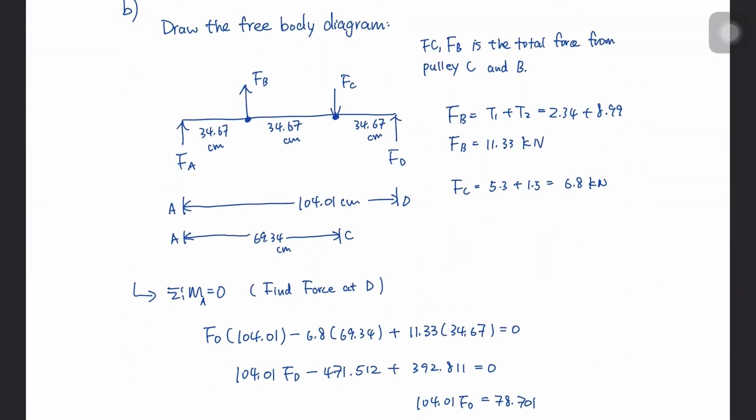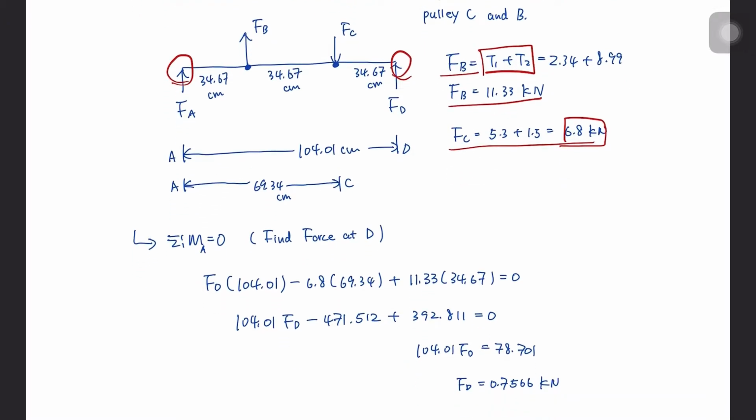For part B, we need to find the forces at A and D, which are the two support points. But before, we need to find the force at B and the force at C. For pulley B, the force is the sum of the tensional forces from the two belts, which is 11.33. For pulley C, the sum of forces on the two belts is 6.8 kilonewtons. So now we can use the moment equation. Because at equilibrium, the sum of moment is 0. The moment is force times distance.